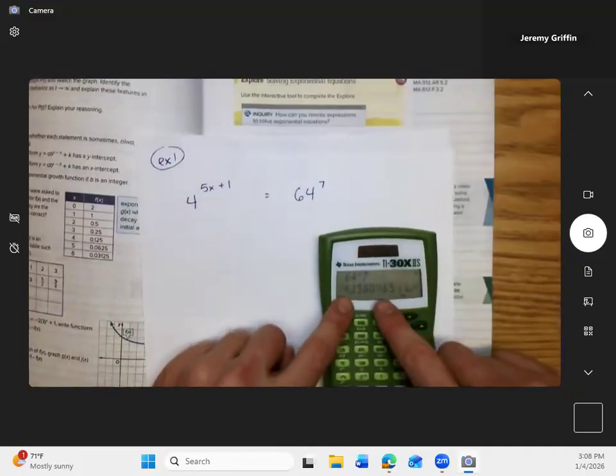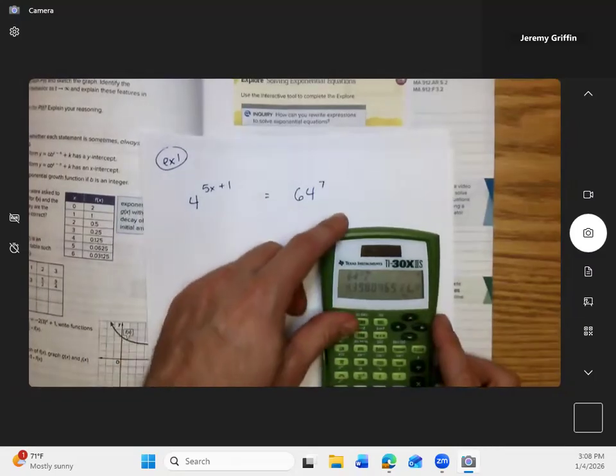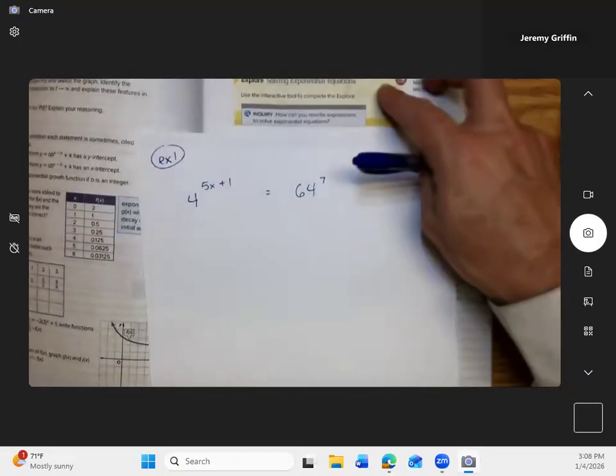That says 4 point something times 10 to the 12. 10 to the 12, I think it's like a trillion, isn't it? So it's like 4 trillion. Okay, so something crazy big. But maybe you don't really have to do that.